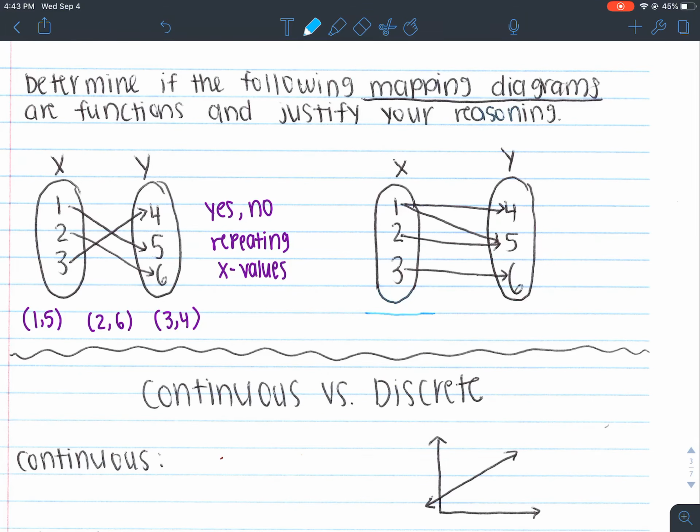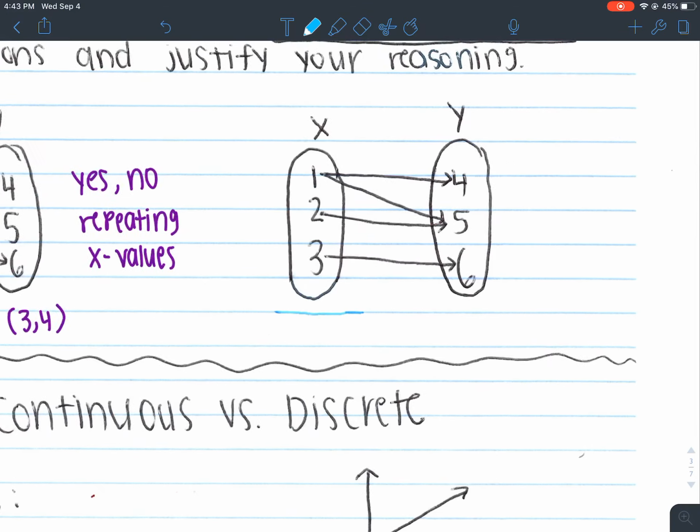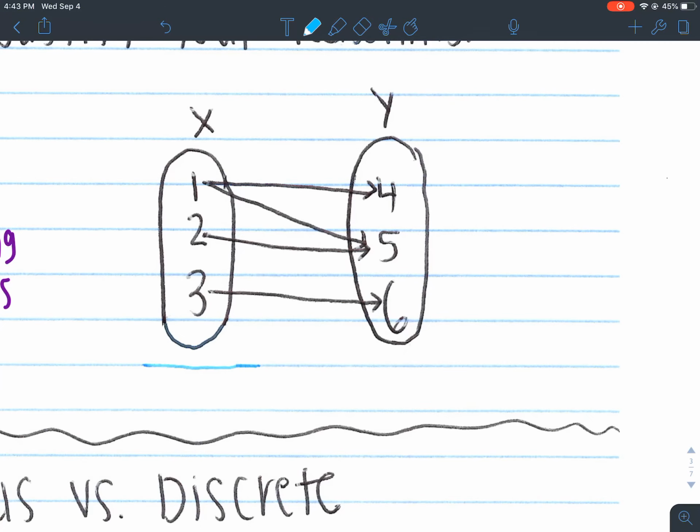And then on this next one, okay, let's look. We have 3 different x values here. And, well, 1 is going to 4 and also to 5.